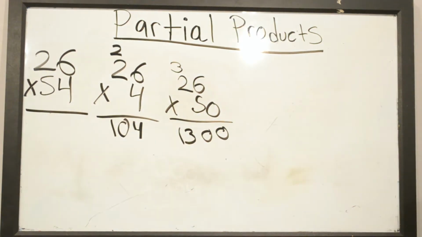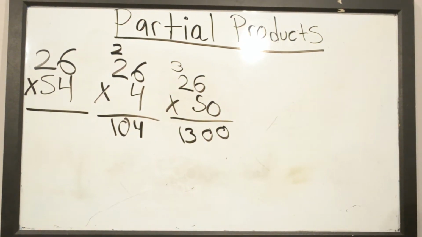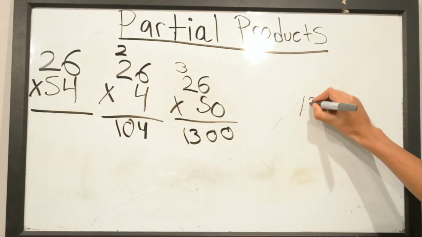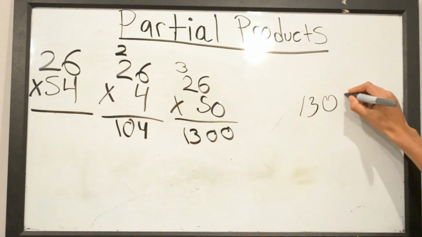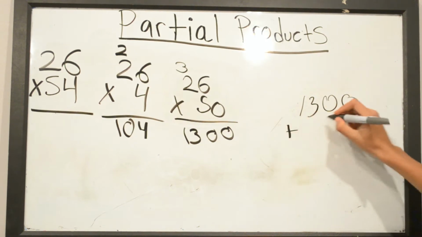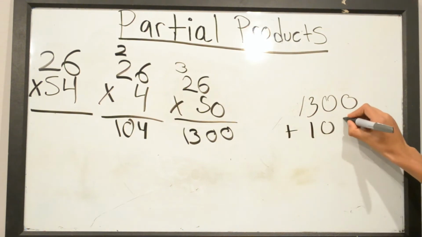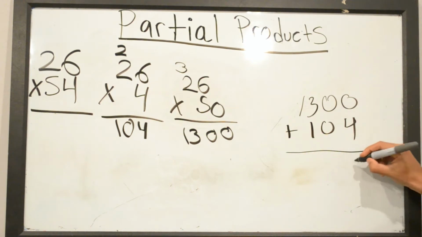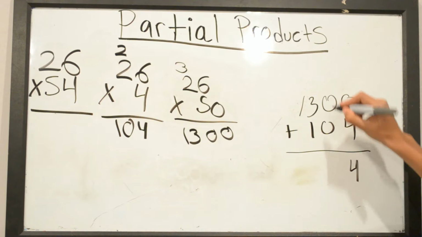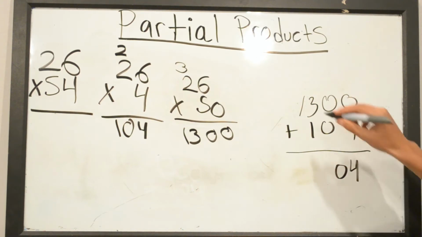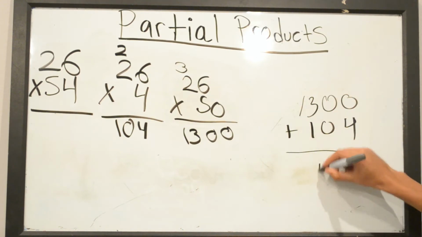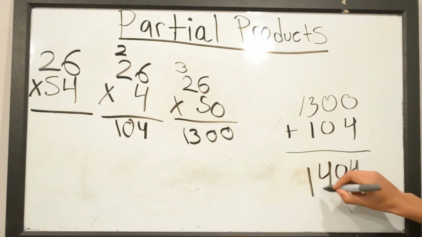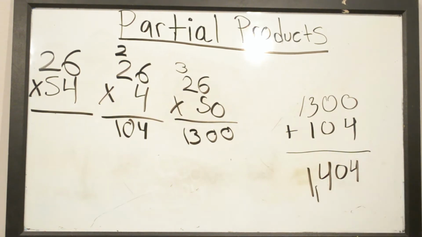So now we add both of our products to get our final answer. So we add 1,300 plus 104. 4 plus 0 is 4. 0 plus 0 is 0. 3 plus 1, 4. 1 plus nothing is 1. So our final answer is 1,404.